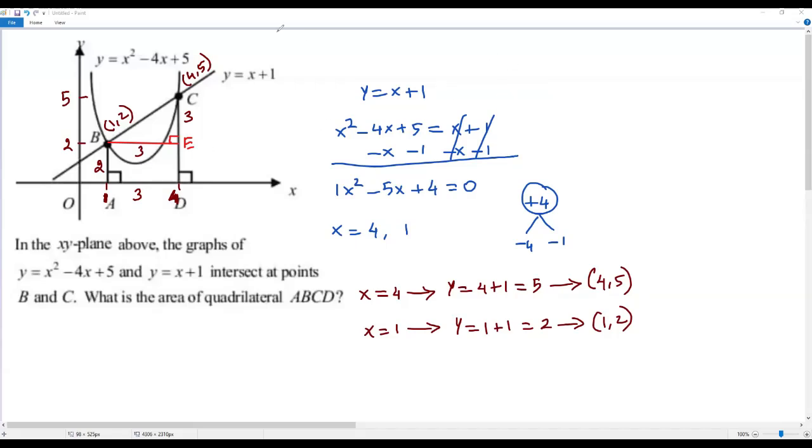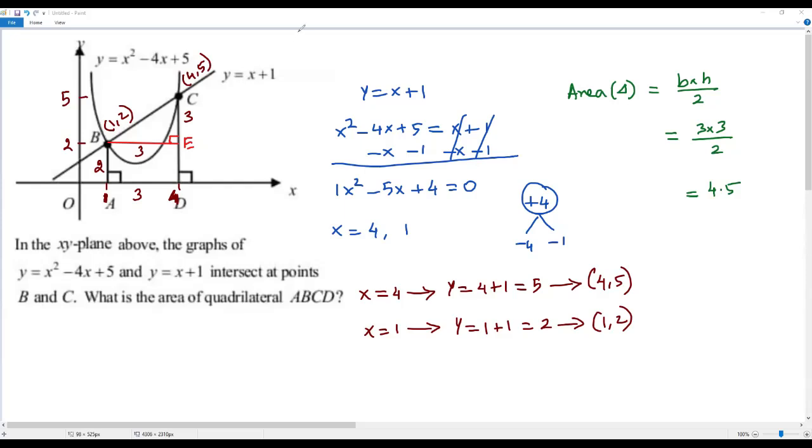Okay, so first what I'm going to do is find the area of a triangle. Area of the right triangle BCE. For that, the formula is base times height divided by 2. So the base of the triangle is 3 units, and the height of the triangle is also the same, 3 units. 3 times 3 divided by 2, which is 9 over 2, which is equal to 4.5 square units.